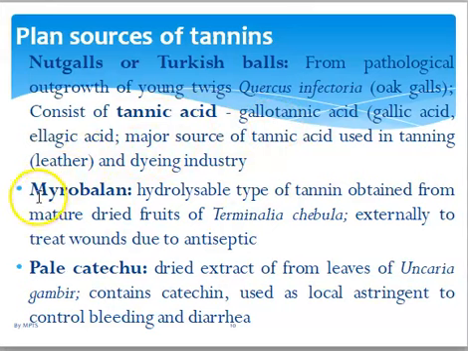We have the myrobalan, hydrolyzable tannins obtained from matured dried fruits of Terminalia chebula. Because in wounds, when you apply it on wounds, it coagulates. We have also the catechu. These are, of course, the pseudotannins. Now, this has been a short presentation.